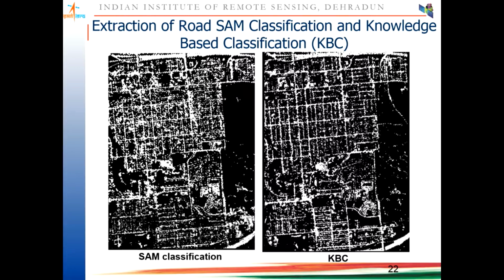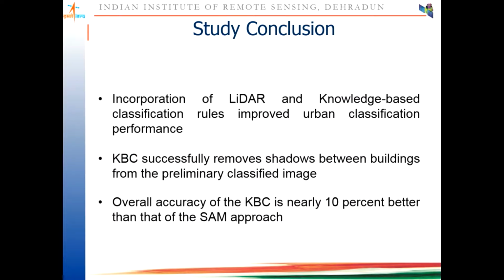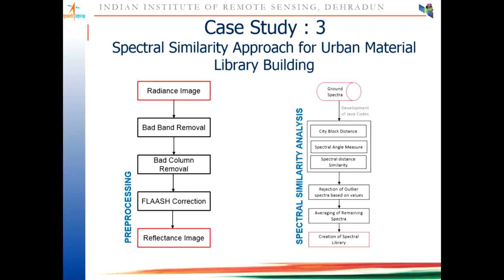However, certain misclassification was observed in KBC, that is knowledge based classification, as well, but it was definitely very, very less as compared to that of SAM classification. Now, what does this suggest? This only suggests that the roads were merged with the building materials, right? And here it did not happen. Why? Because we used height as a component. So incorporation of LIDAR knowledge based rules improves urban classification performance. KBC successfully removes shadow between buildings for the preliminary classified image, and a 10% difference of classification can be observed.